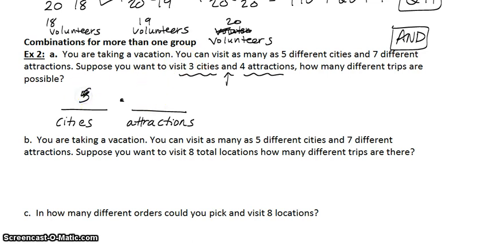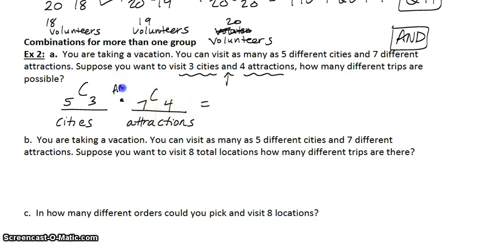Now here, I'm still having a cities blank and an attractions blank because they're different categories, but I'm going to pick more than one out. So I'm going to use a combination, and that's going to represent, instead of just picking one city out of the group, I want to pick 3 cities out of the group. Using 5 combination 3 will count how many ways I can pick 3 of the cities to visit. For the attractions, I want to pick 4 out of the group of 7. So out of the 7 different attractions, how many ways could I pick 4 of them is what that combination works out.